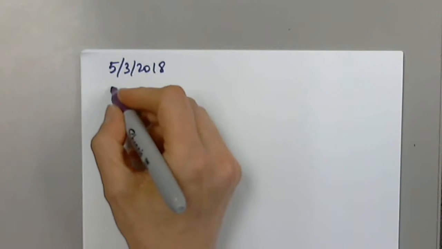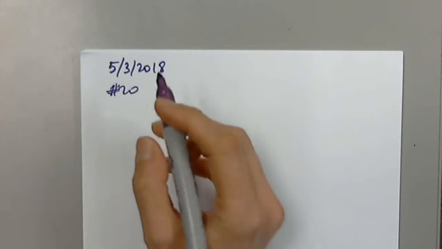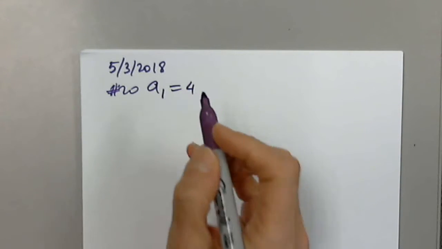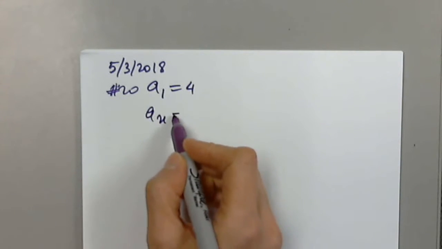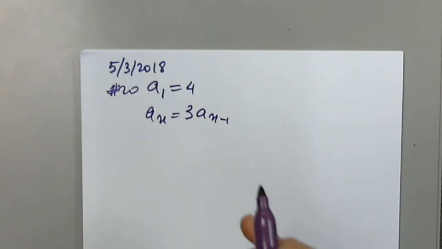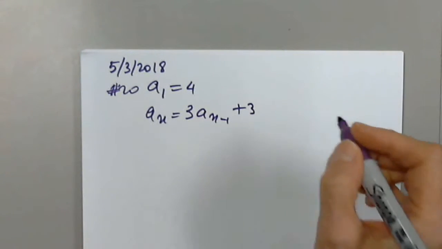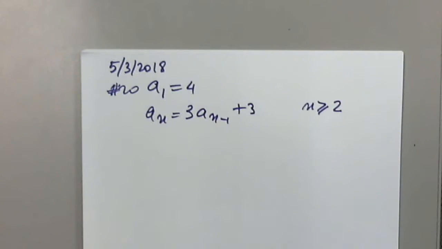Okay, so in number 20, we are given a1 equals 4, an equals 3 multiplied by an minus 1 plus 3, and this is for n greater than or equal to 2. We're asked to find the first 4 terms of the sequence. So here's what I do first.